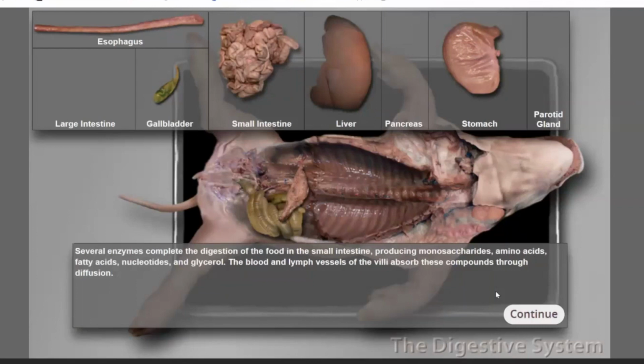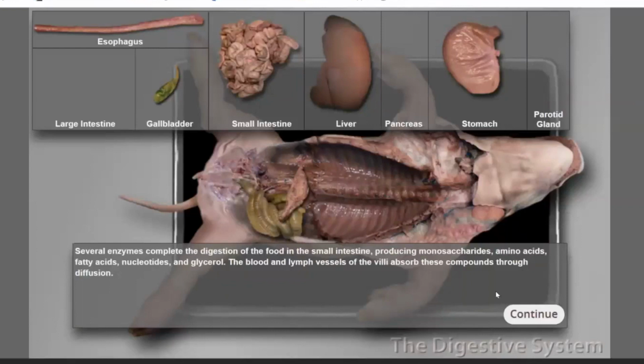Your small intestine also does a lot of chemical digestion. So it has enzymes and other secretions that come from the small intestine that are responsible for breaking down food. So as your food leaves the stomach, it enters the small intestine.